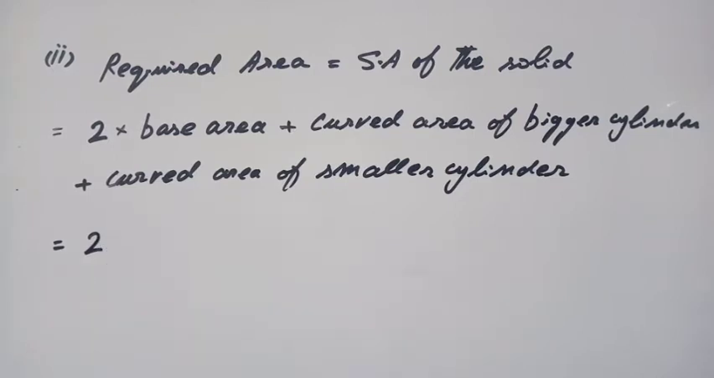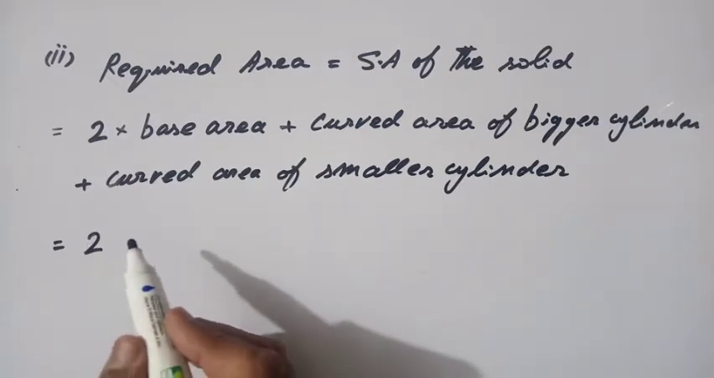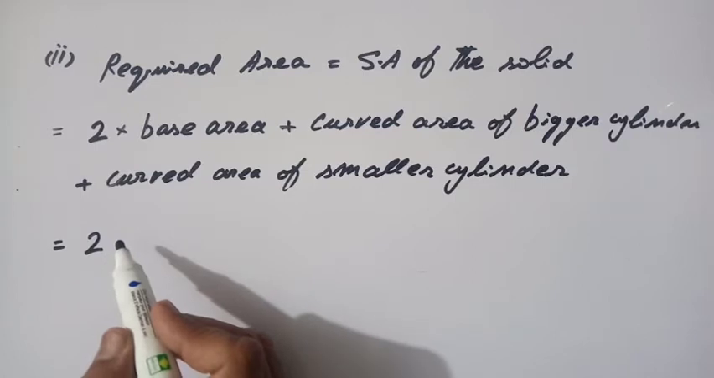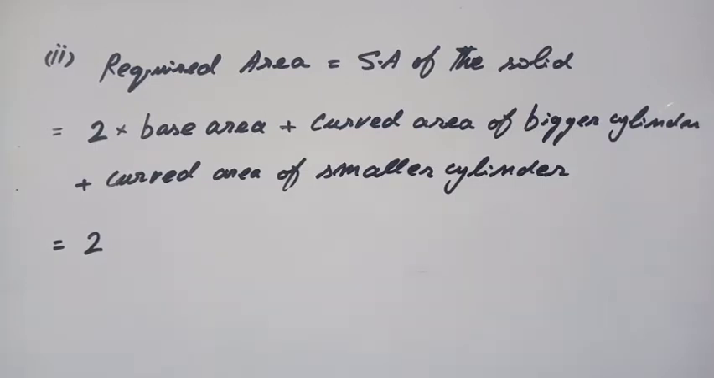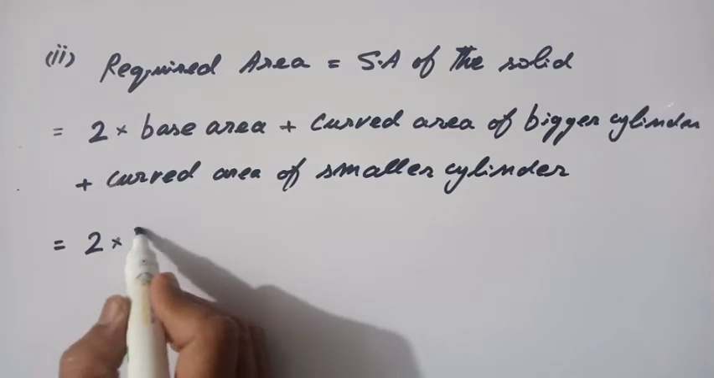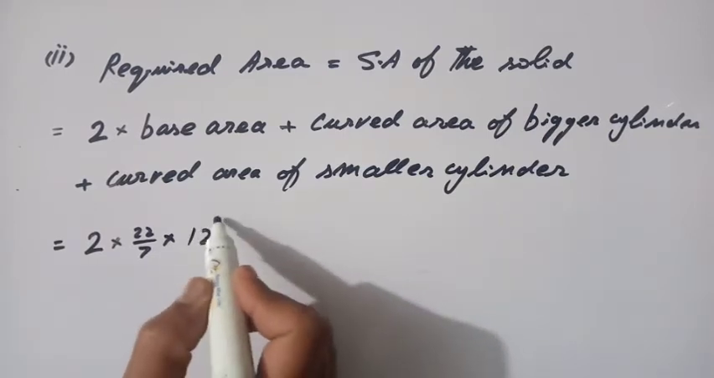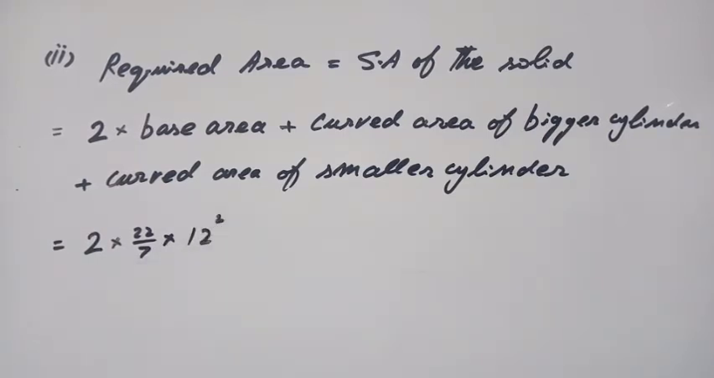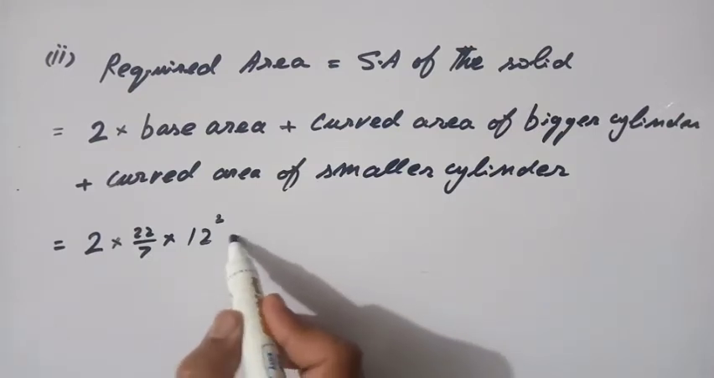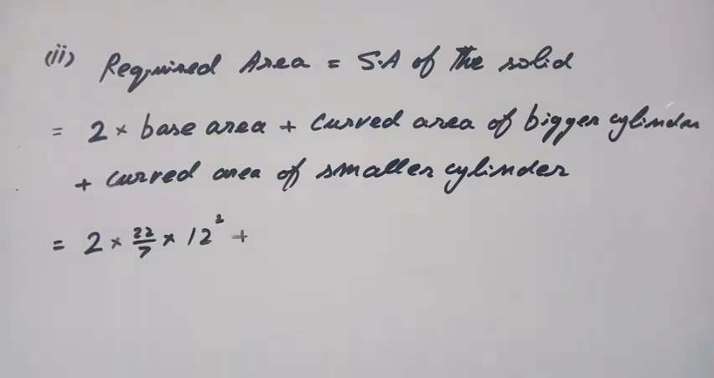2 times the base area, which is a circle, and the circle of the bigger cylinder, that is given, the diameter is given to us. So 2 multiplied by pi multiplied by r square. R square means 12 square, half of the diameter. Okay, now plus curved area of the bigger cylinder.